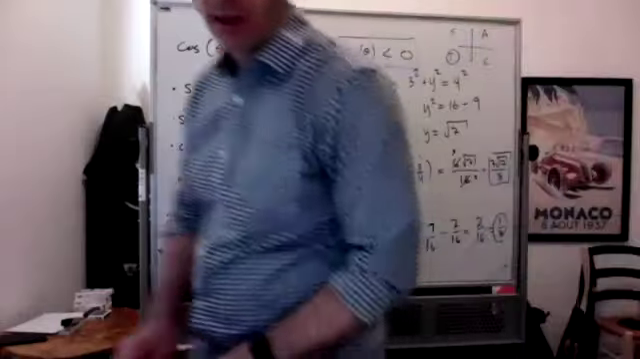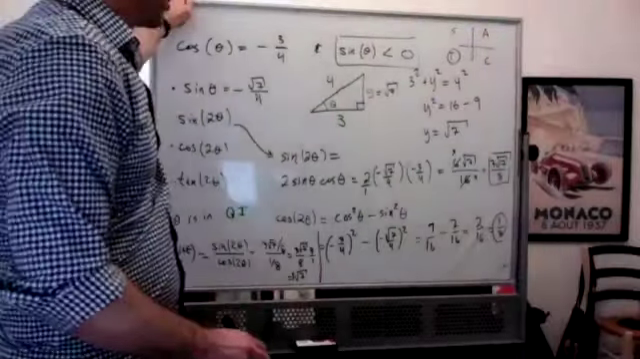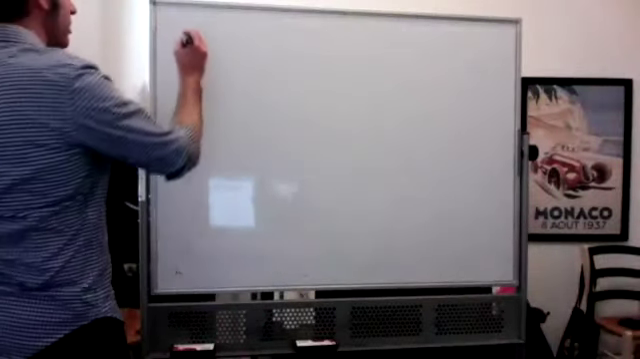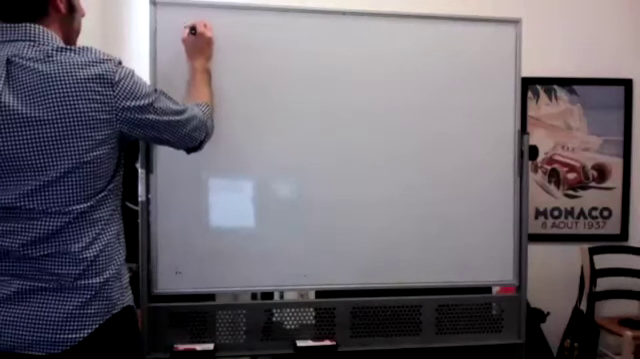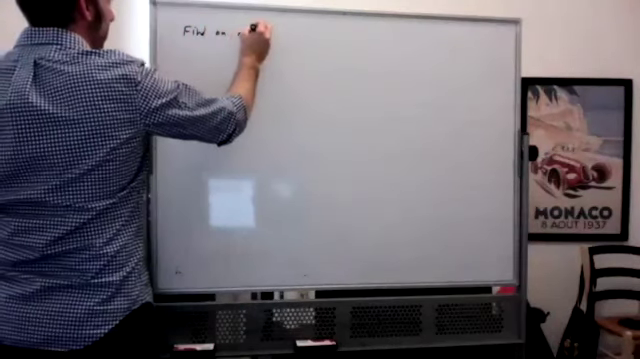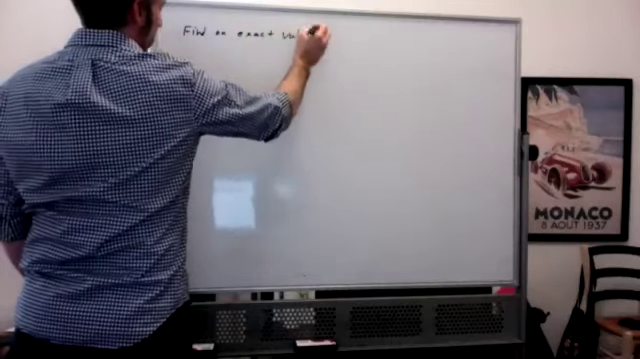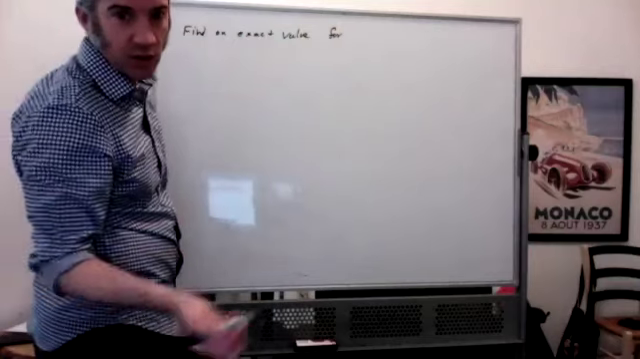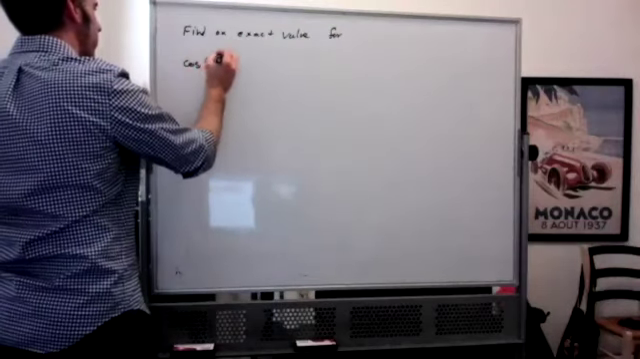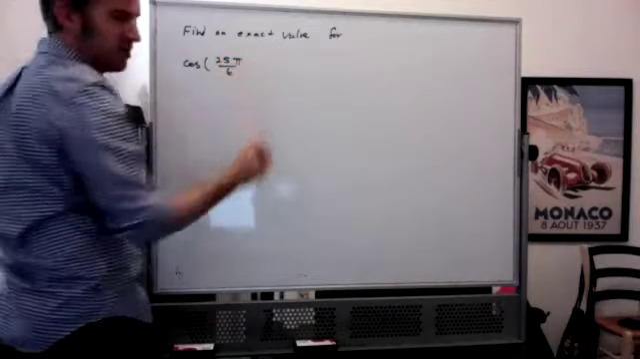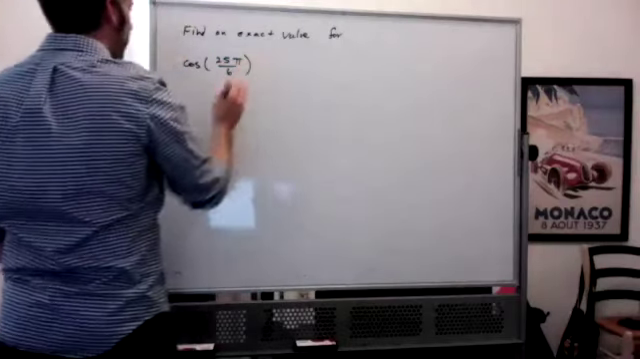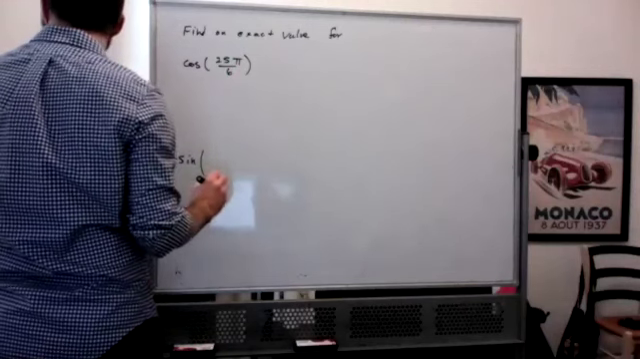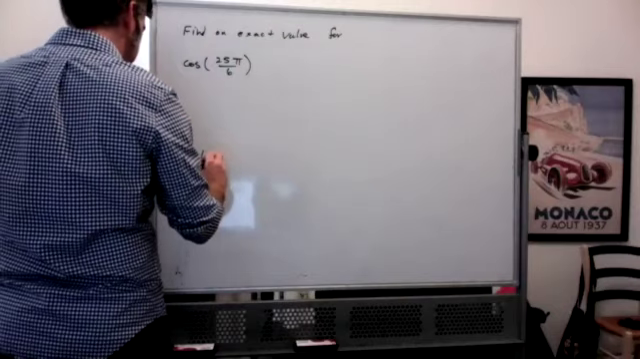Okay. Let's look at some more questions. Let's look at one like this. Find an exact value for. When somebody says find an exact value, they mean do not use a decimal approximation. Let's do cosine of 25 pi over 6, and then let's do sine of 11 pi over 12.